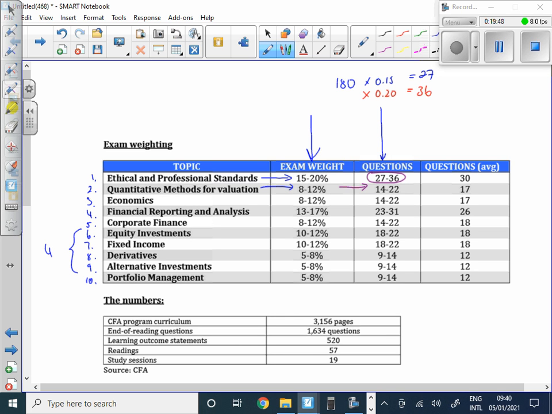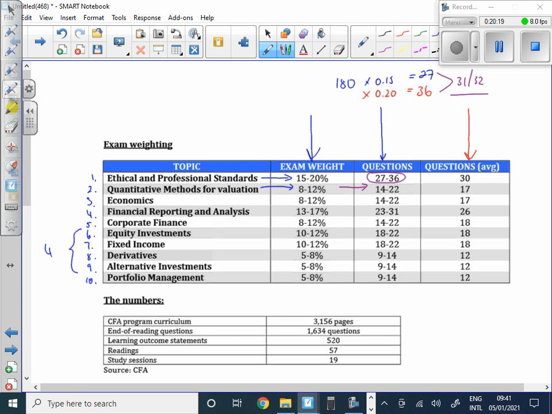Okay, and then I've given you even more of a guide, which is perhaps even a little bit more vague, I concede. I've given you what I call the average questions. And you can see it's not an average, is it, by any means? If you have a look at ethics, ethics will range between 27 and 36 questions. Obviously the average of that is 31 or 32. I've given my own approximation. I've said let's work on around about 30 questions.